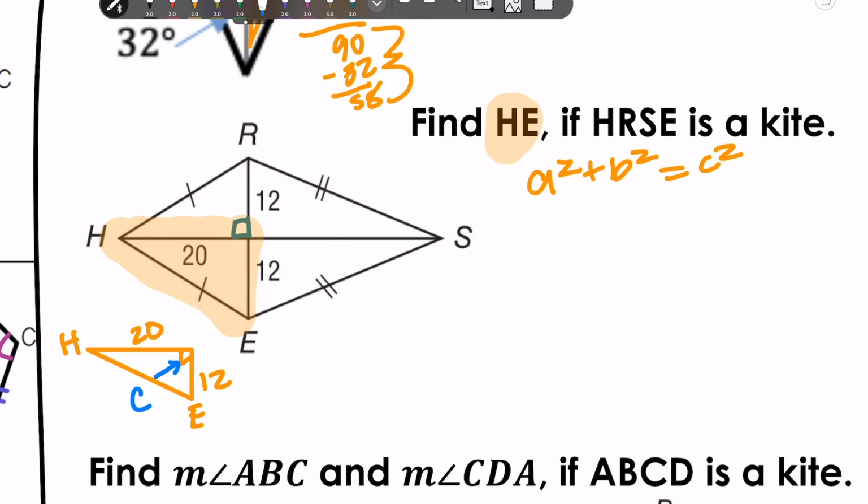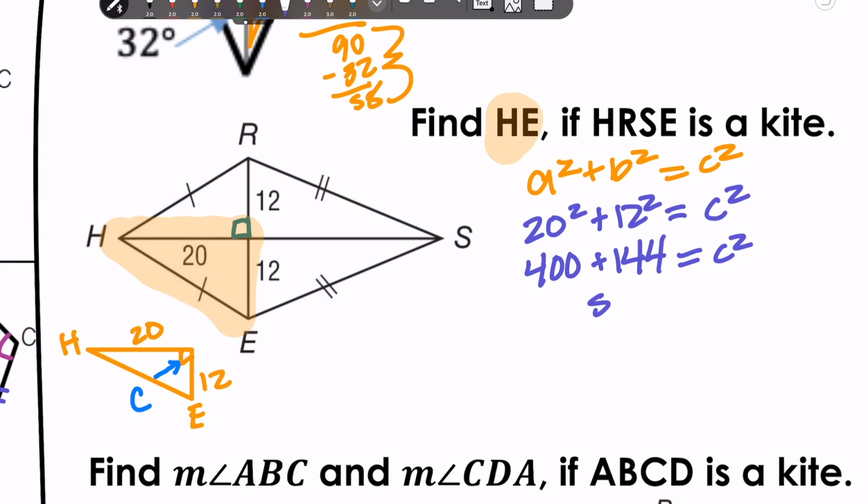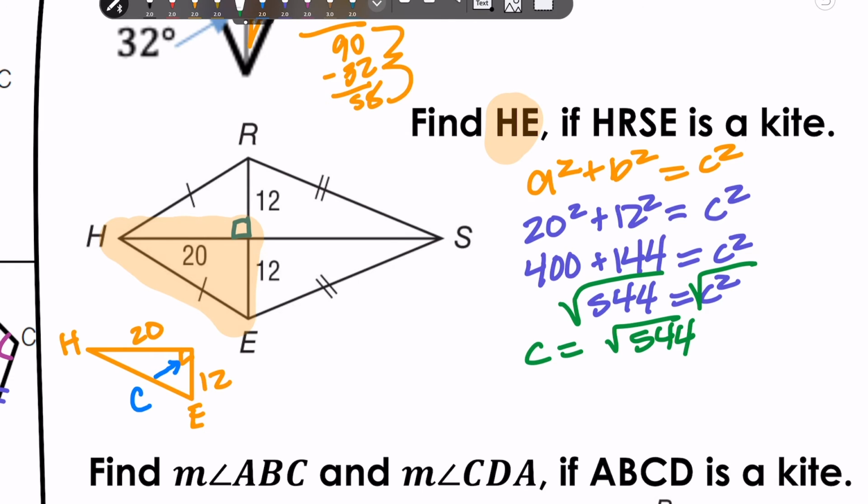The rest you can plug in, and I'm going to put in 20 squared first because that's what I see first, is equal to C squared. It doesn't matter if you put 12 or 20 first, as long as both of the legs are in there. So we've got 400 plus 144 is equal to C squared. 544 is equal to C squared. Well, we're not looking for C squared, we're looking for C. So we're going to take the square root, which is the inverse action of squaring, and we know that C is equal to the square root of 544.